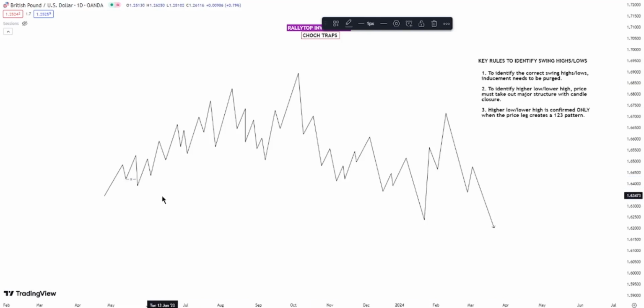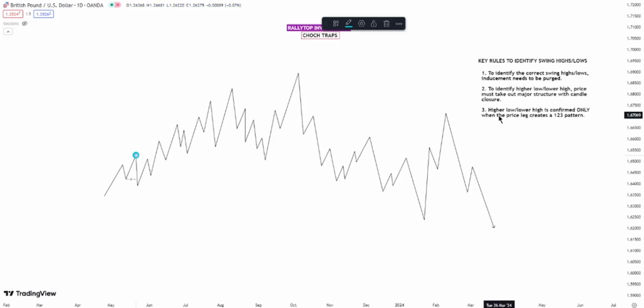Can you see that? Price took out that inducement. And once that inducement is taken out, that means your high is confirmed as a valid swing high. So that high is confirmed. But your higher low cannot be confirmed just yet until it meets this rule number 3.